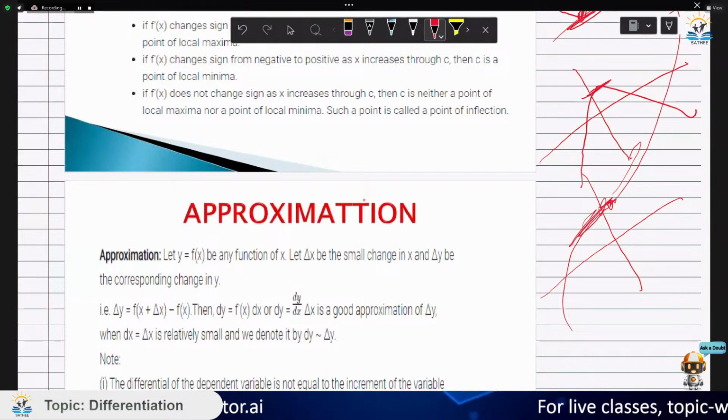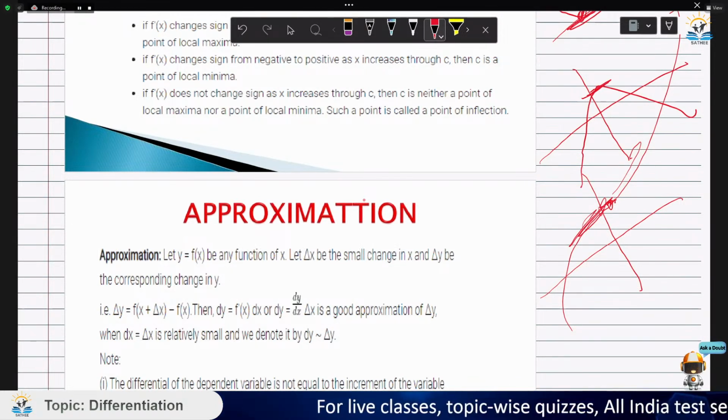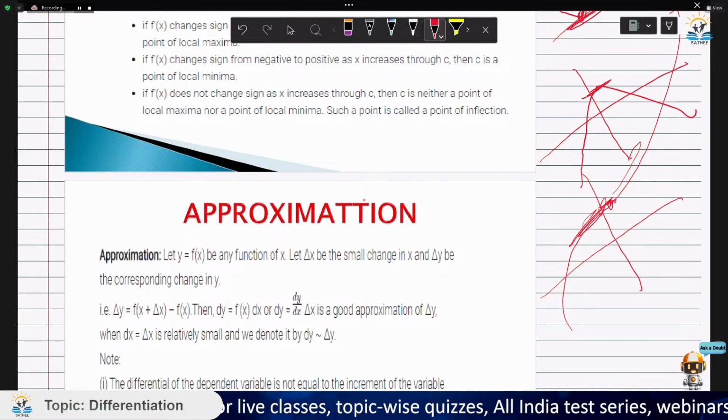Okay, so let's do some questions here. What is asked of us? Find two positive numbers whose sum is 6 and whose sum of cubes is minimum. So what we have here is x plus y equal to 6, and we have to minimize the sum of cubes, x cube plus y cube. So it is x cube plus (6 minus x) cube, and we'll minimize this with respect to x.